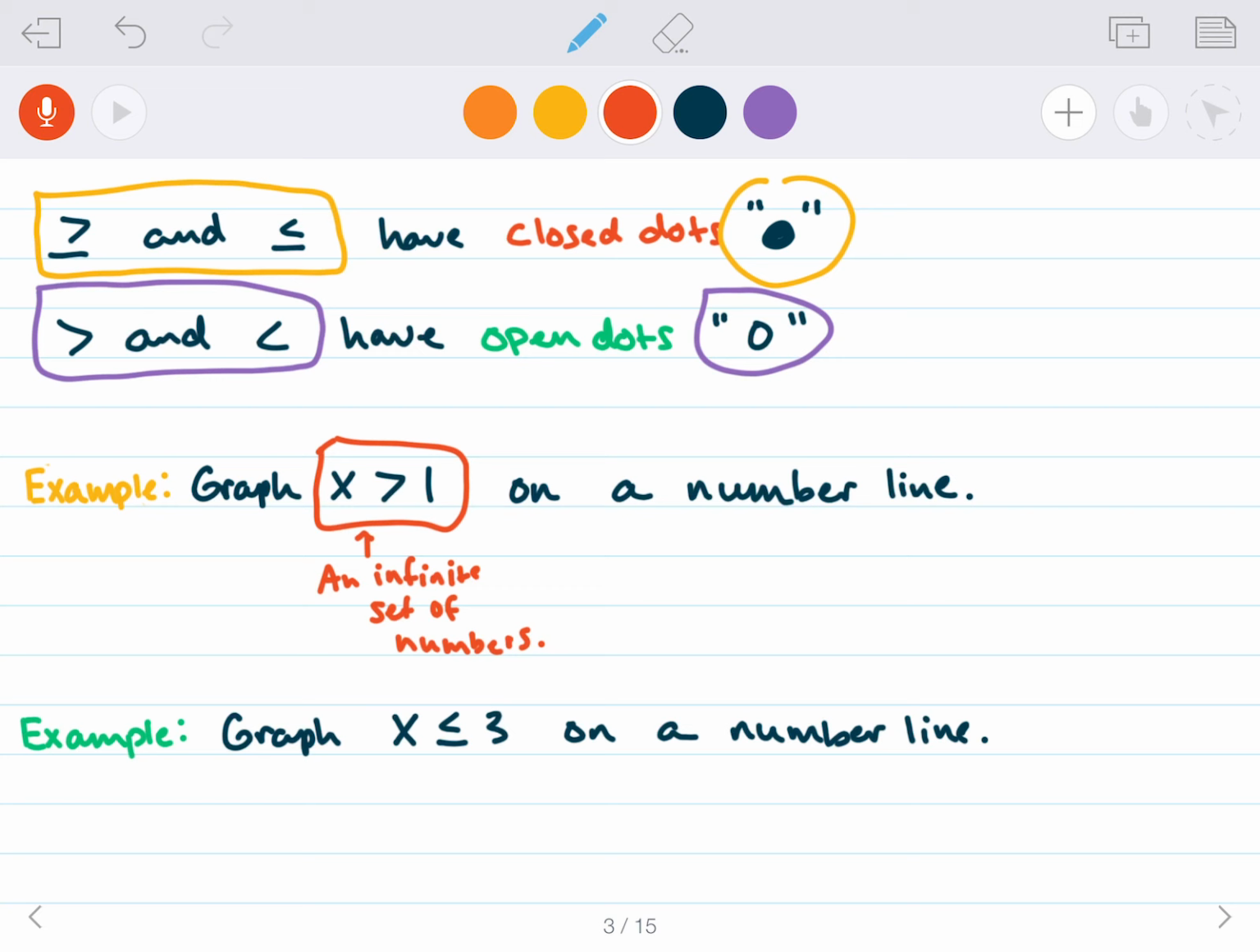2.333333 is in the set. 2.561892 is in the set. 1,000,056.32 is in the set. So any number you can think of is in this set.